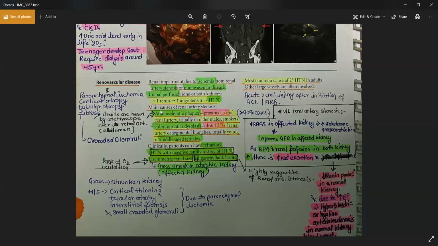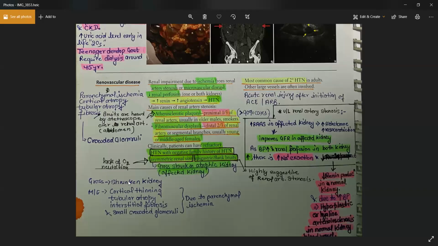Turbulent flow. Because of this flow, the patient will also have bruits on the stethoscope. When you place the stethoscope on the flank region of the abdomen, what you will find are the bruits, and that's how you know the patient is having either an aneurysm or a stenosis there, right?